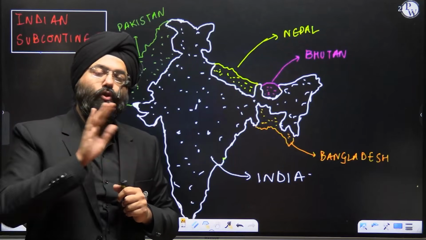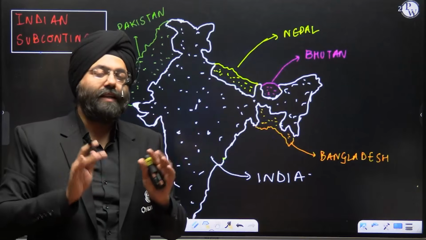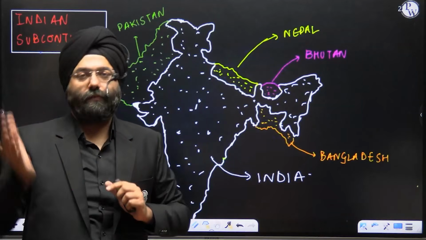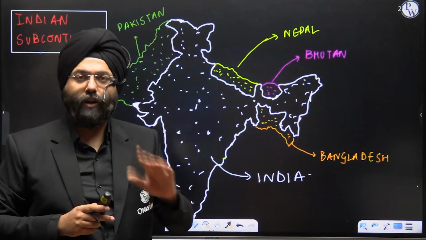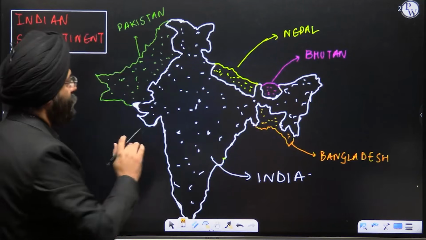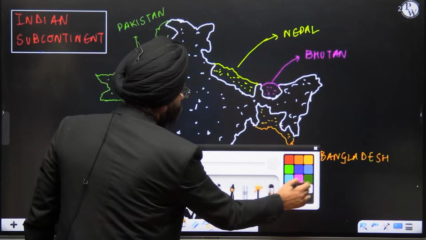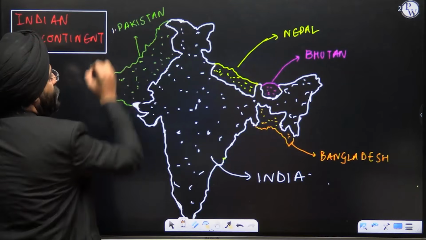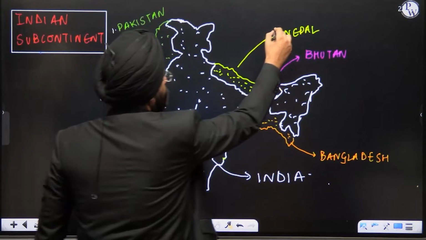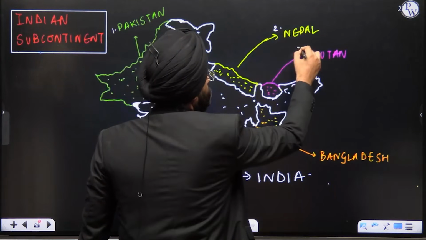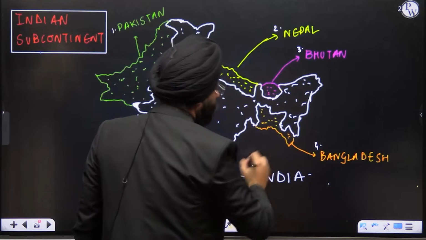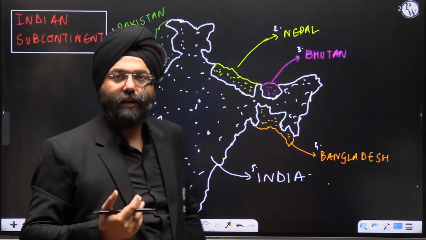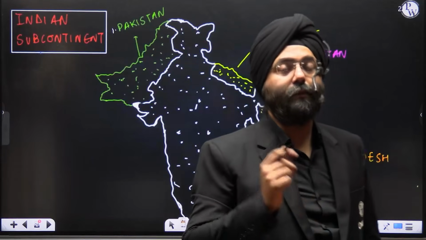If in the question it is mentioned Indian subcontinent with respect to culture, in that case you can include Sri Lanka and Maldives, not otherwise. So what all the countries that are included here? See here. First Pakistan, second Nepal, third Bhutan, fourth Bangladesh, and fifth India. I think this makes it very clear with respect to understanding of the Indian subcontinent.